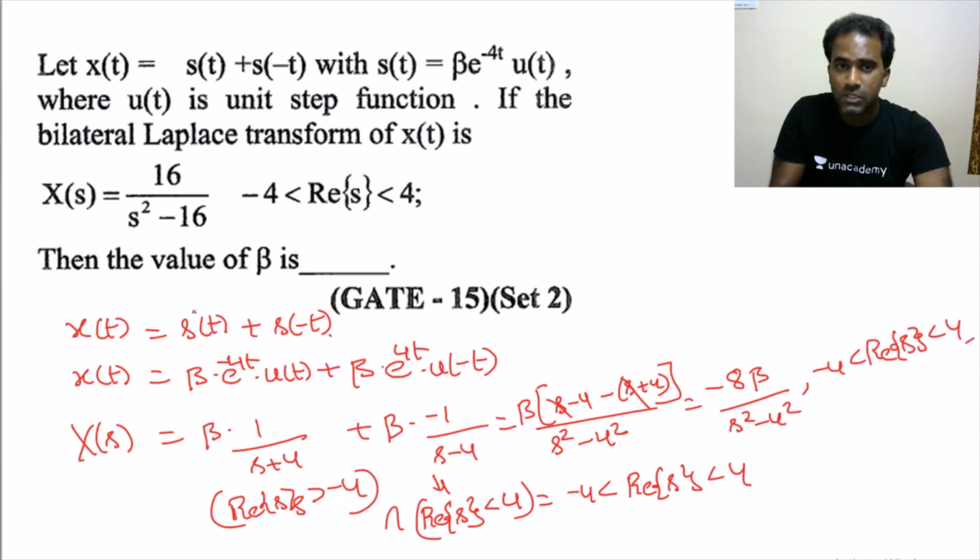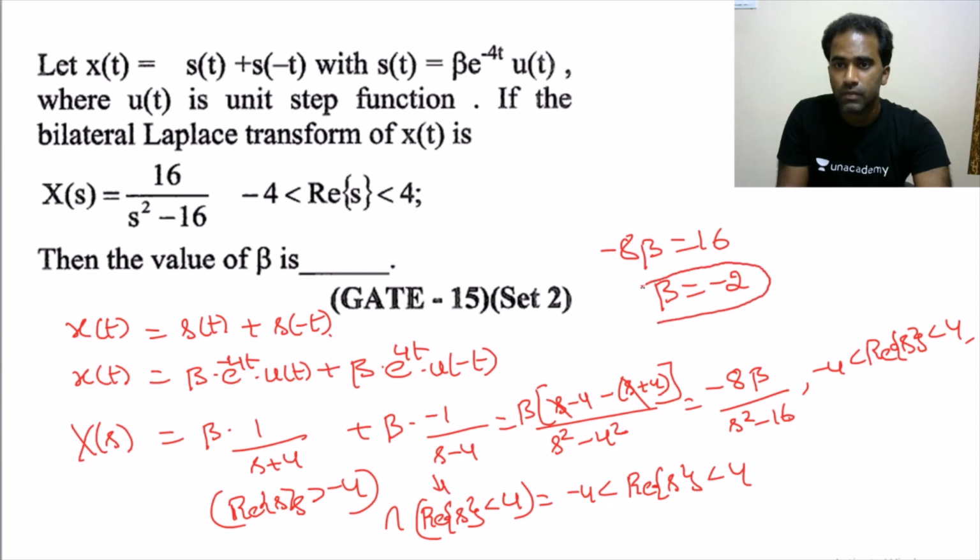Now compare this with this one. X of s, we got this, and they have given it as 16 by s square minus 16. Yes, here instead of 4 square we can replace it with 16. So minus 8 beta should be equal to 16. If you want minus 8 beta to be equal to 16, how much should be the beta value? Beta value should have been minus 2. So the answer is minus 2. Okay.